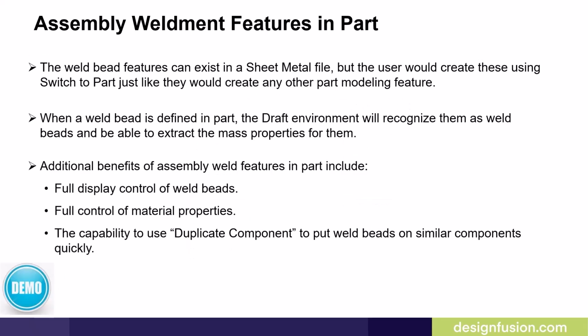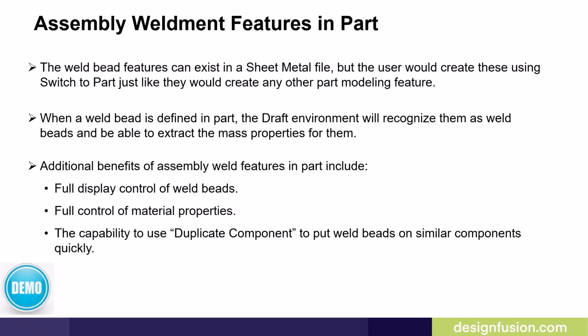Weld bead features can exist in a sheet metal file, but you must create these using Switch to Part, just like you would create any other part modeling feature. When a weld bead is defined in part, the draft environment will recognize them as weld beads and be able to extract the mask properties for them. Some additional benefits of assembly weld features in part include full display control of weld beads, full control of material properties, and the capability to use Duplicate Component to put weld beads on similar components quickly.